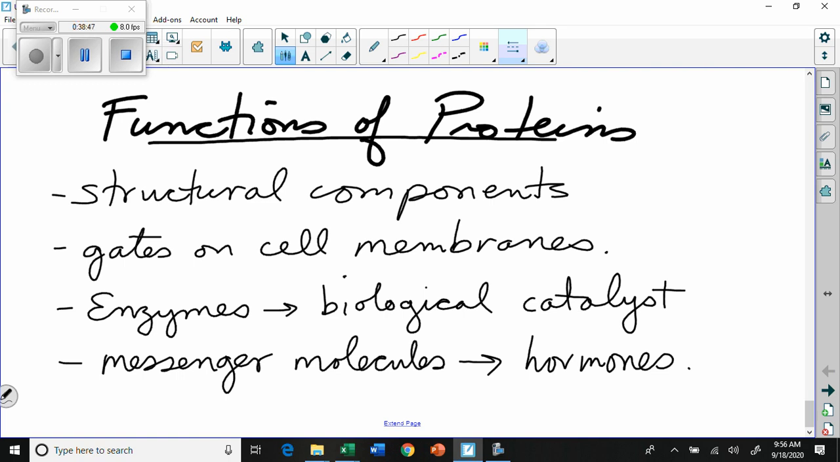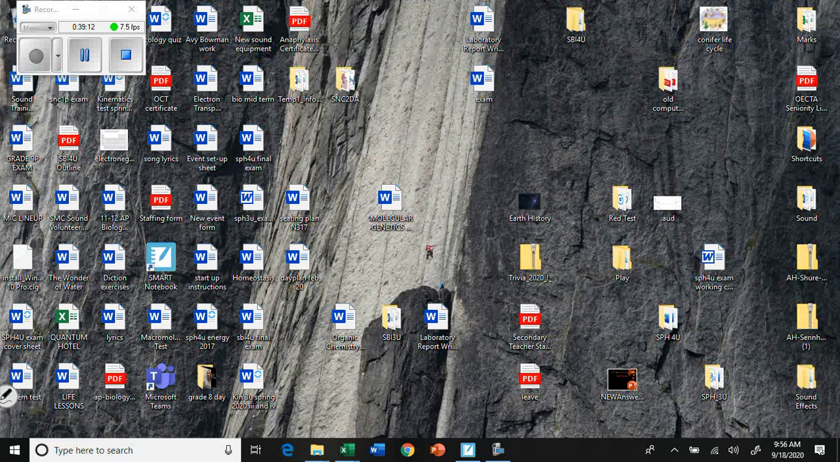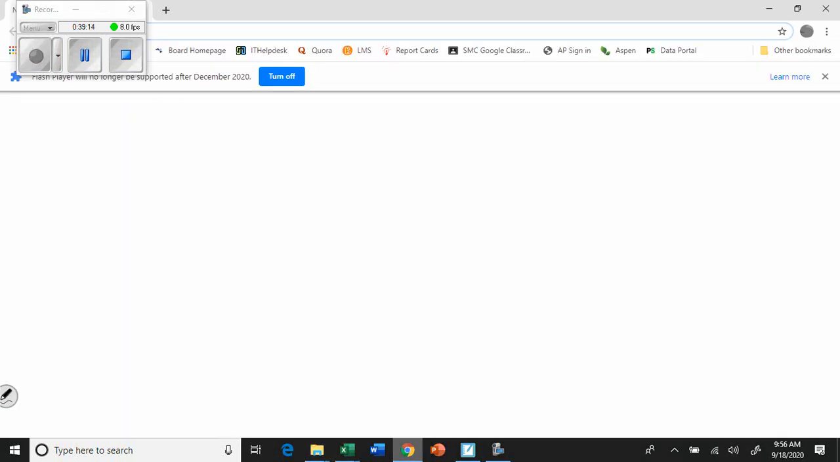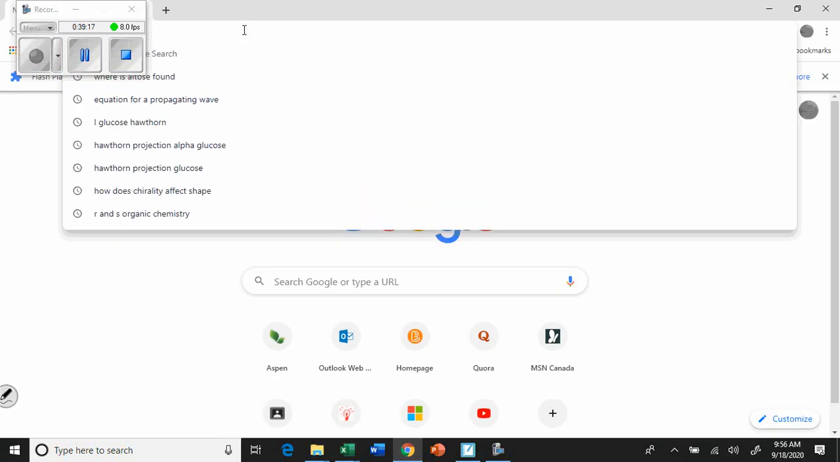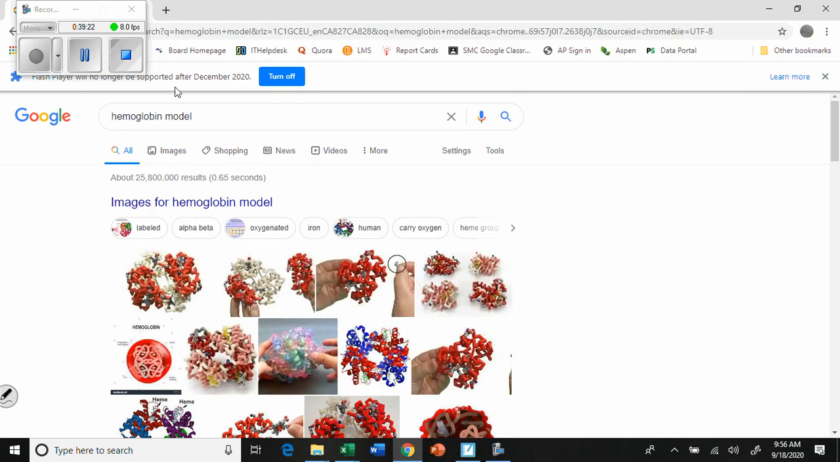An example of a cool protein, just to give you an example, is hemoglobin. You've heard of that? Hemoglobin is a complex chain. We have a picture of hemoglobin here, but if we looked on the internet, we could probably find one. Just have a real quick look here. Let's go to Google and look up hemoglobin model. See what happens. Images, and there it is.